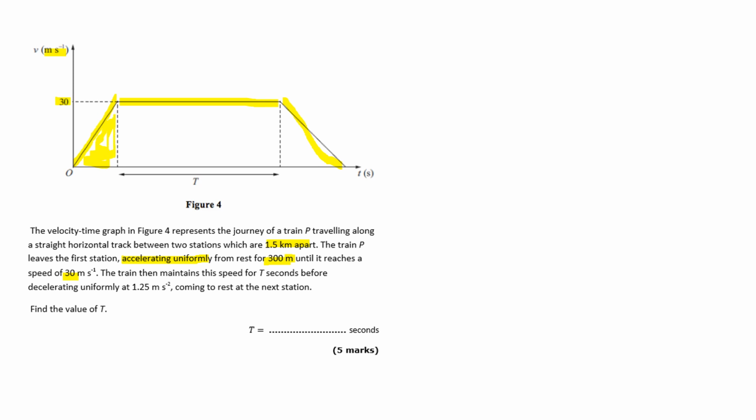So we can use the formula for the area of a triangle, half base times height, to find the time taken to get to that constant speed. We're then told that we are decelerating at 1.25, so the gradient of this last section is going to be 1.25, and we can work out the time taken to decelerate down to the station. And then the formula for the area of a trapezium is half into a plus b h, and we can use that to equate it to 1500 to then find the t that we're being asked.